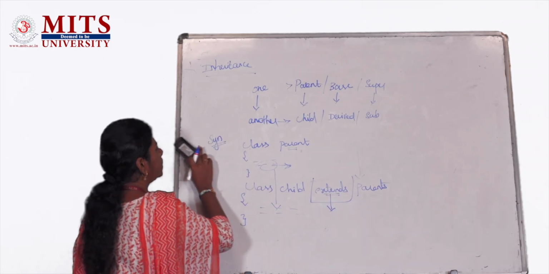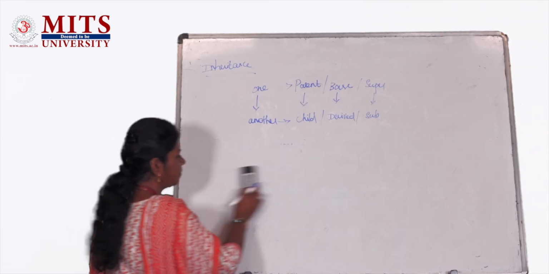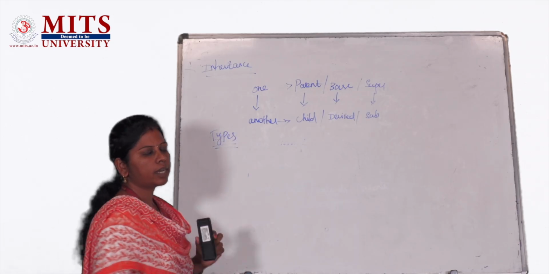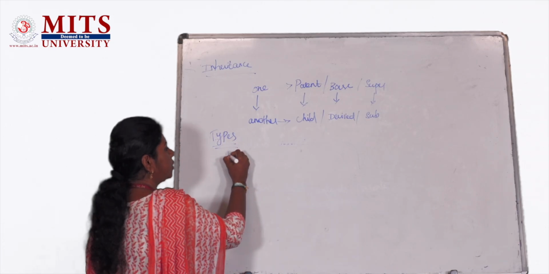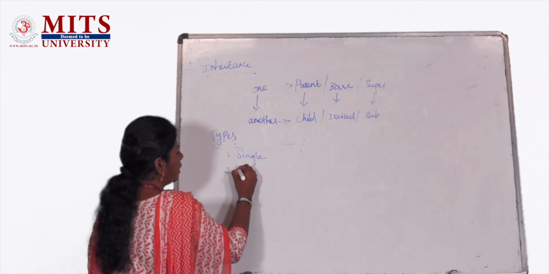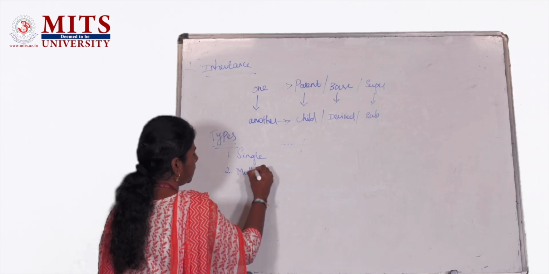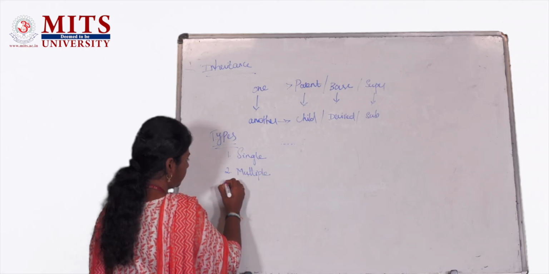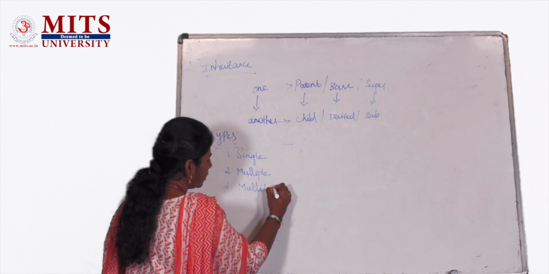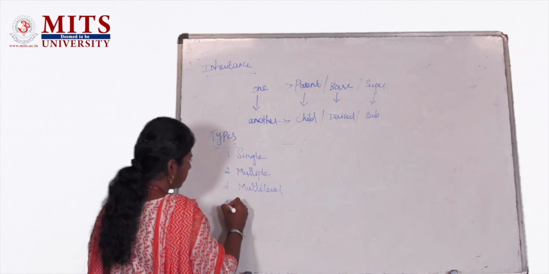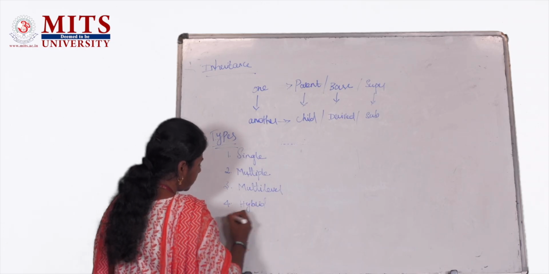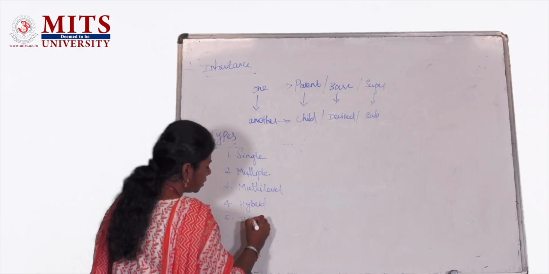Let's see the types of inheritance. Generally, we have five types of inheritance. The first one is called single inheritance, the second one is multiple, the third one is multi-level, the fourth one is hybrid, and the fifth one is hierarchical.